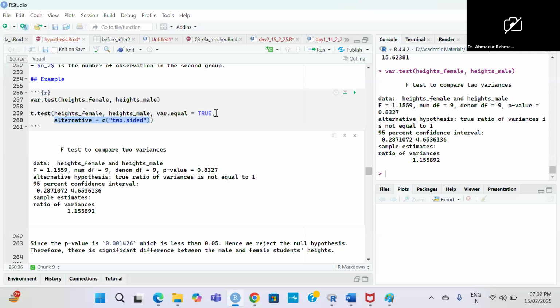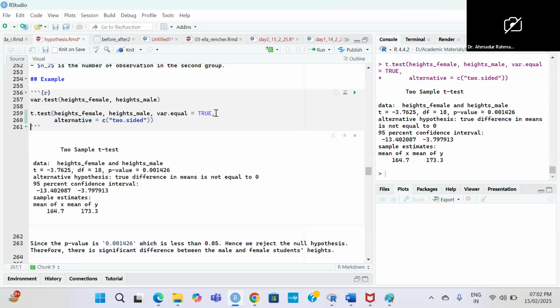Why are we writing this? Because we are not sure whether the male or the female height is more. If we say that male's height is greater than female's height, then we have the greater sign. And if we say that male's height is less than female's height, then we have the less sign. So it depends on what null and alternative hypothesis you set; accordingly you will set this alternative here. And then we run this command.